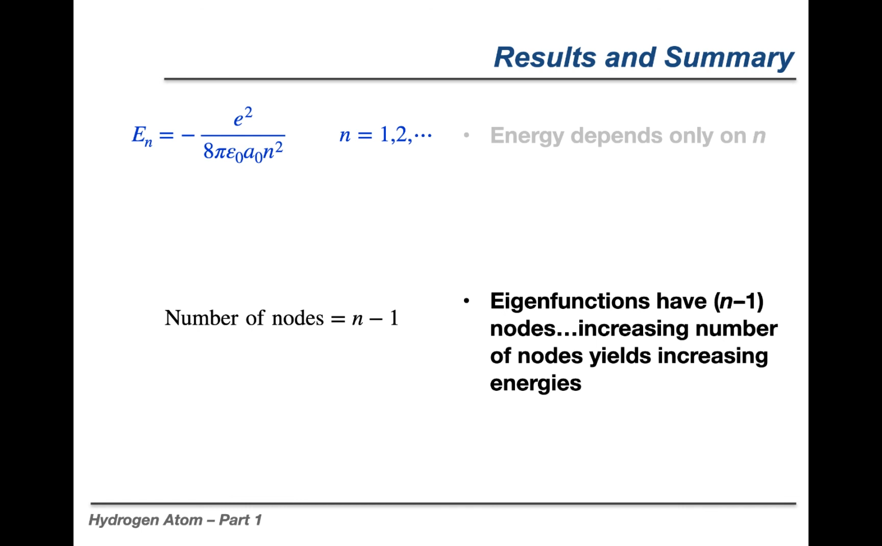Note that as n goes up, the number of nodes goes up. As the number of nodes goes up, the energy goes up. So this is consistent with all of the other quantum mechanical model systems we already looked at, like the particle in the box and the harmonic oscillator.